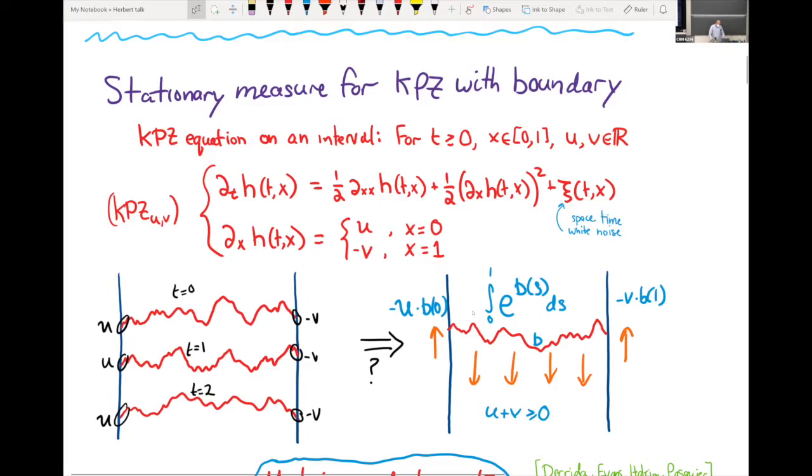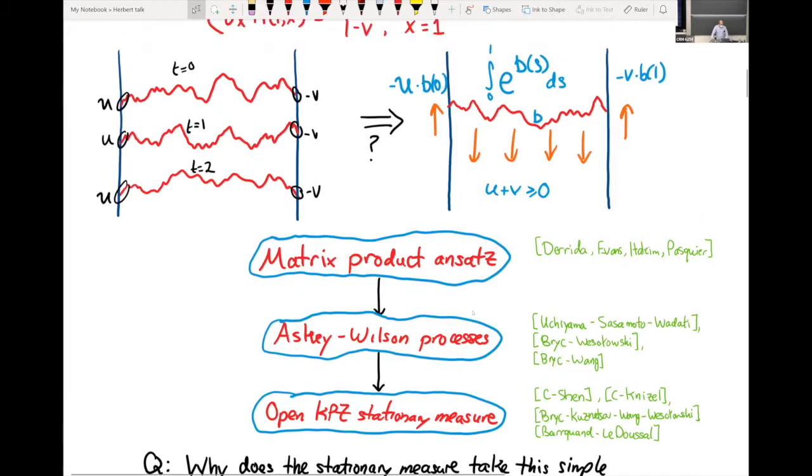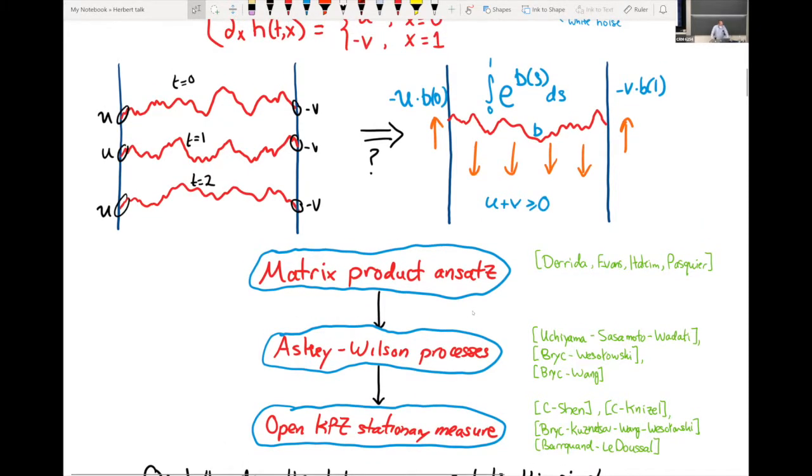Okay, so I'm not doing this story, but I'm going to just tell you the route that we took. This result is a culmination of quite a number of years of different works, but this story really begins with the work of Derrida, Evans, Hakim, and Pasquier and the matrix product ansatz. And this is for the asymmetric simple exclusion process, the open boundary version.